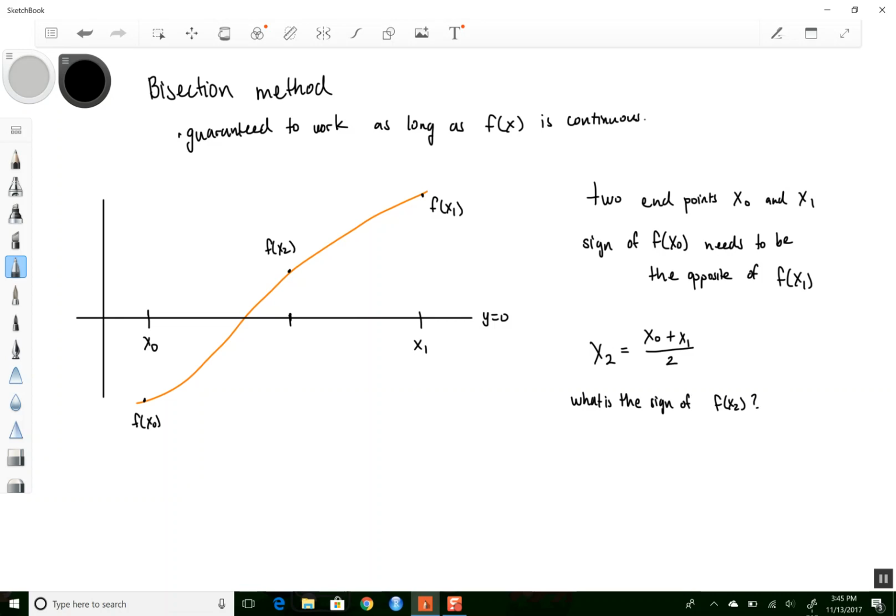And you say, what's the sign of this? I will keep the one that has the opposite sign, and I throw away the one that has the same sign. Okay, so of the original two endpoints, keep the one with the opposite sign, throw away the one with the same sign.